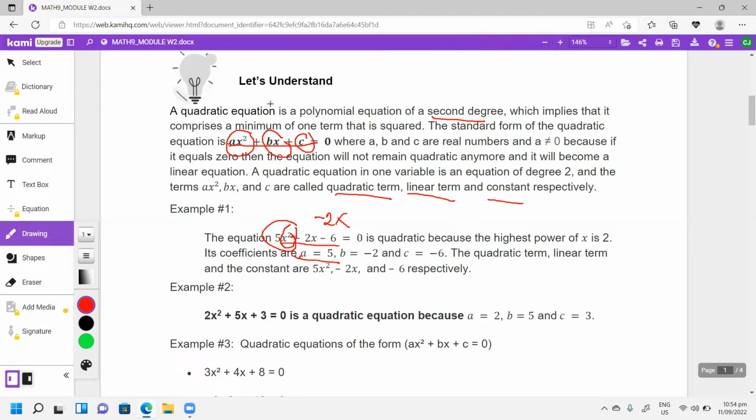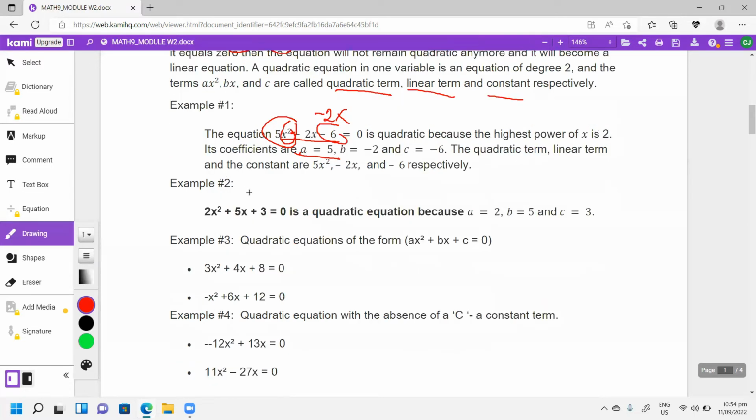And our c here is our constant term. So here, this is our constant term, which is negative 6. Okay, we identified if it is a quadratic equation or not, and then we also identified the a, the b, and the c. So let us go with number 2.